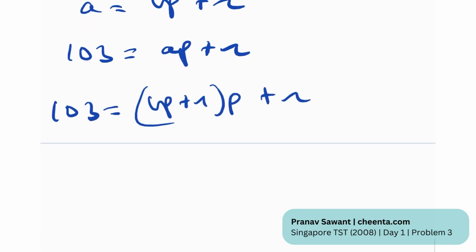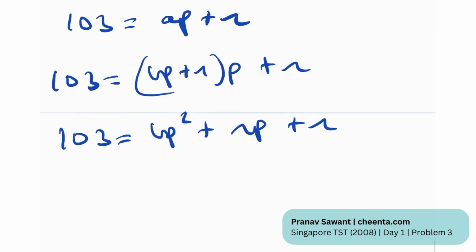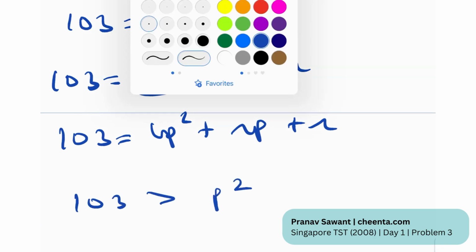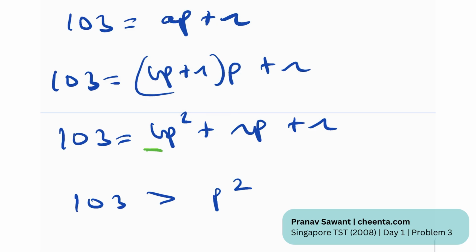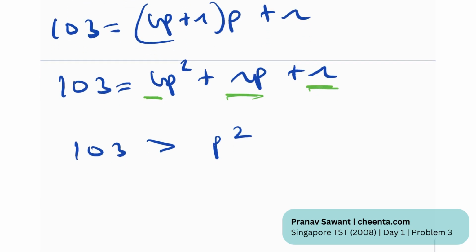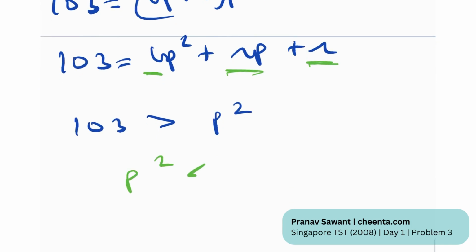So you get this kind of quadratic looking expression. 103 is equal to BP square plus RP plus R. But that effectively means that 103 is greater than P squared. It's clearly greater than P squared, right? Because it's a multiple of P squared plus another term of P, and then you have this constant term as well. Or in other words, P square is less than 103.